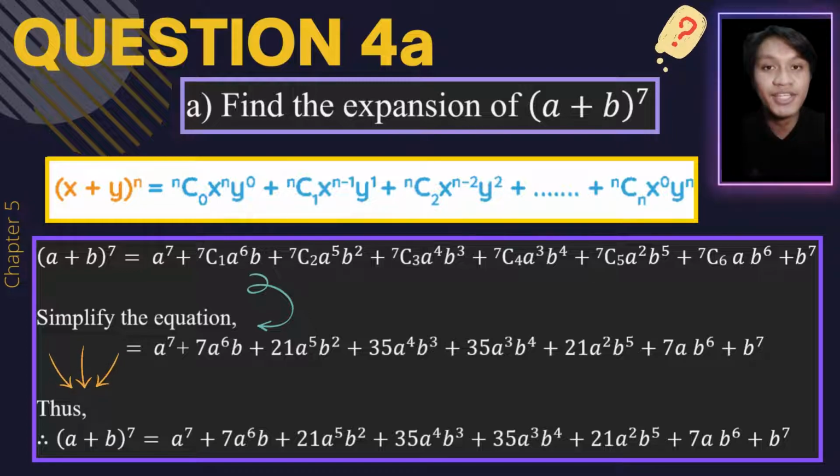Now from the formula, which is x plus y to the power of n, it's represented by a plus b to the power of 7. Next, from the equation obtained, we can simplify it using a scientific calculator to find the coefficients of each term. For instance, 7 choose 2 is equal to 21. Therefore, we can put the simplified equation as our final answer.